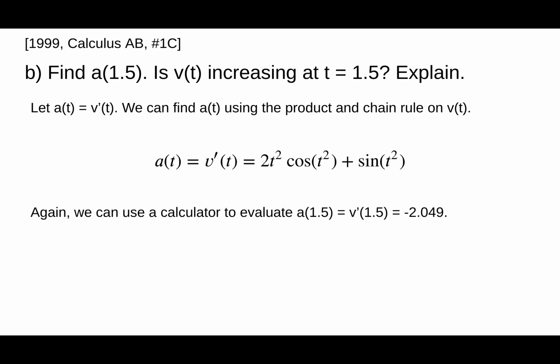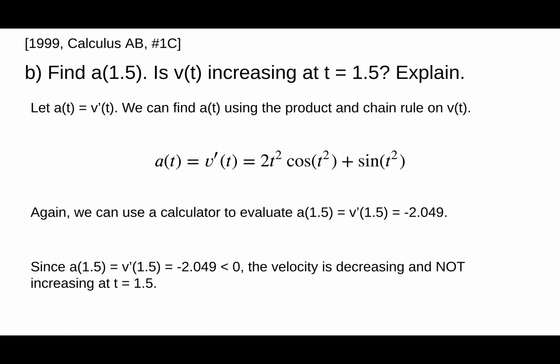And since it is a calculator active question, we can do this calculation using our calculator. A of 1.5 would be the same as v prime of 1.5, which turns out to be negative 2.049. Since a of 1.5 equals v prime of 1.5 is negative 2.049, and that is less than 0, the velocity of the particle is decreasing and not increasing at t equals 1.5.